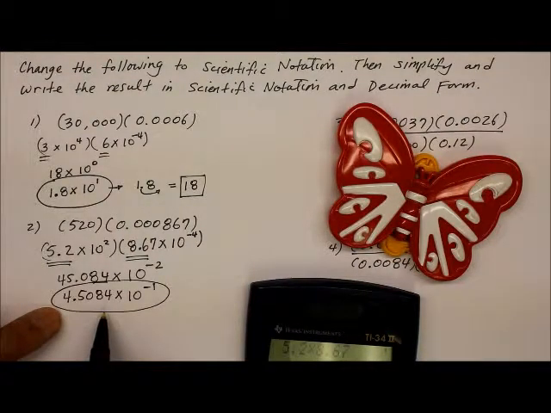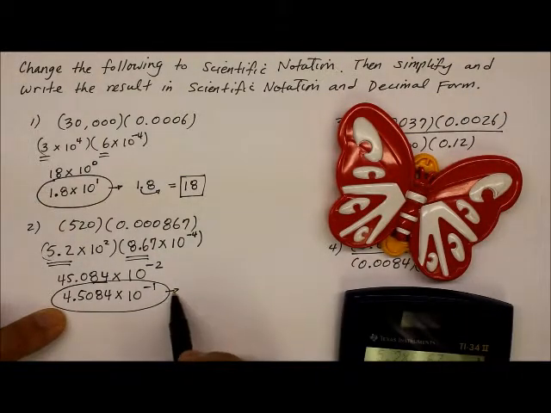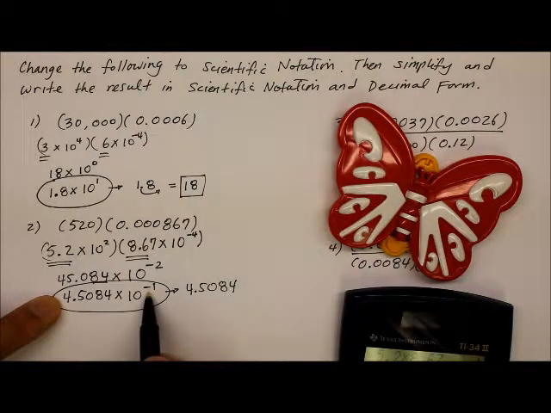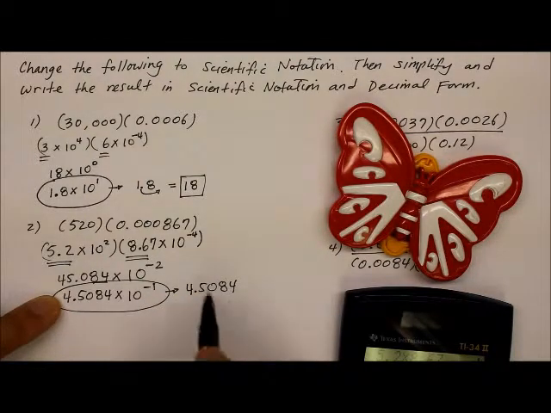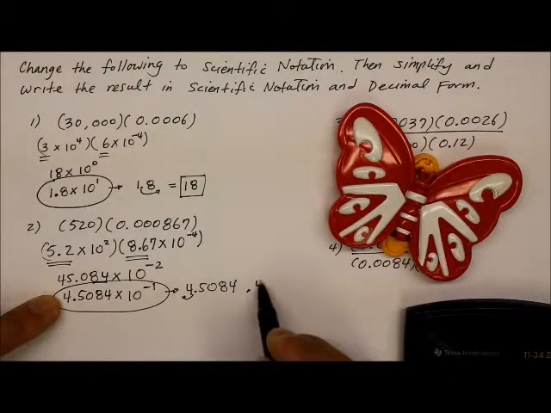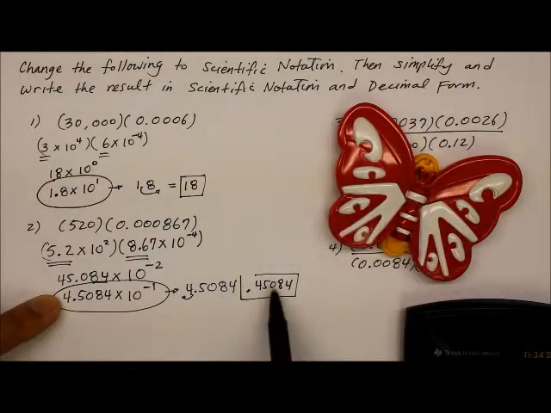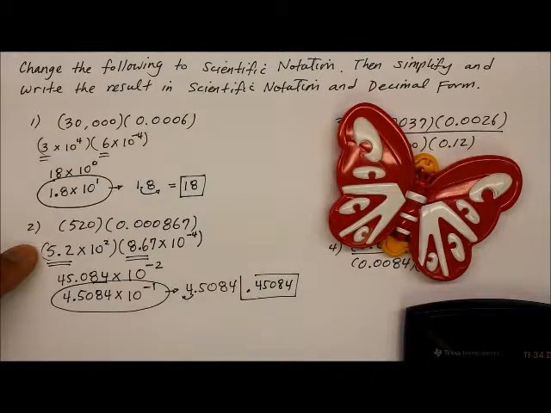The solution part of it. Now we have to change this to the decimal form. So we're going to go ahead and take 4.5084, and it says move it to the left one. And so we go left. So it becomes 0.45084. And that is the decimal form solution part of this problem.